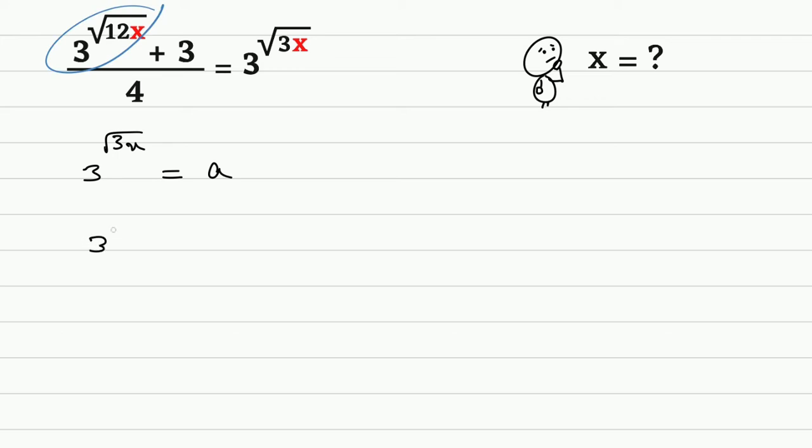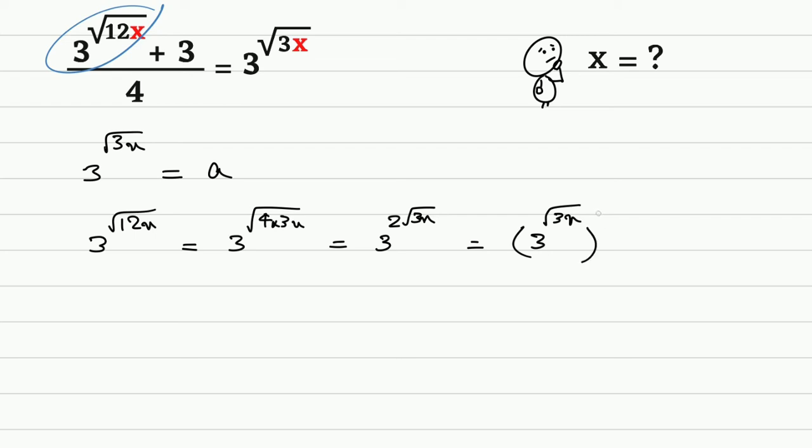So 3 to the power square root 12 times x, we can write it like this, 4 times 3x, and bring the 4 out of the radical. You're left with this. And we can arrange it like this, 3 to the power of 3x, and that's to the power of 2. So this is actually a squared. Now we can rewrite the equation with a this time. So we have a squared plus 3 over 4, and on the other side we have a.